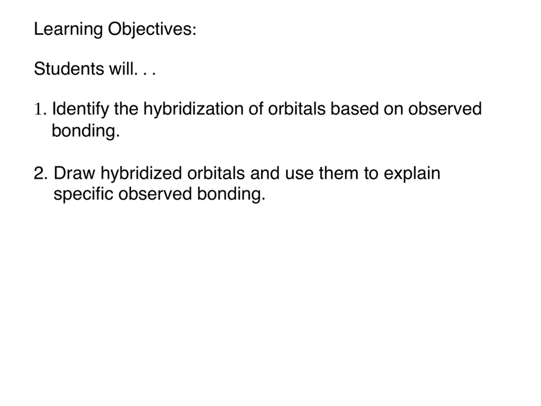After watching this video lecture, students will be able to identify the hybridization of orbitals based on observed bonding in Lewis structures. And students will also be able to draw hybridized orbitals and use the orientations of the hybridized orbitals to explain the specific bonding observed in the molecule.